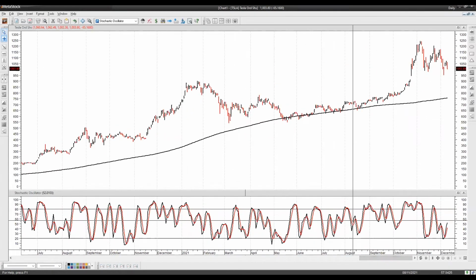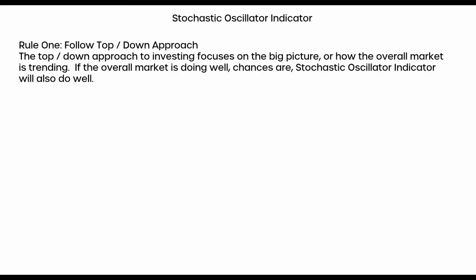So if you back test the stochastic oscillator in a bull market, only the long sides, every time it crosses, it is a good entry point to get in. Stochastic Oscillator Indicator. Rule 1, follow top-down approach.